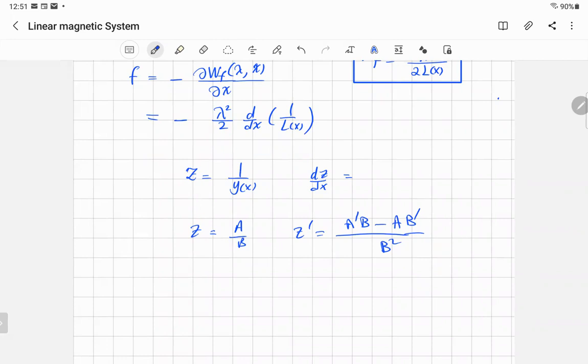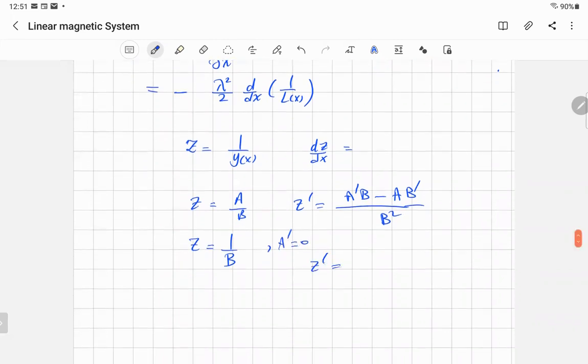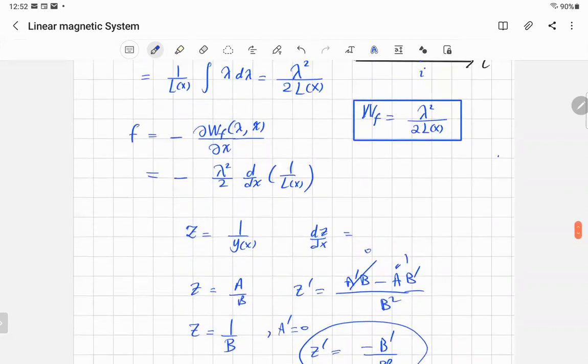If a equals 0, so now when you have z equal 1 over b, it means a dash is equal to 0. So let's just substitute. A dash will be equal to 0. This term is gone. Minus a, b dash, and a equals 1. So you have minus b dash over b squared. So if you have 1 over a function, the derivative is equal to minus the differentiation over the square of the function. So you have here 1 over L.